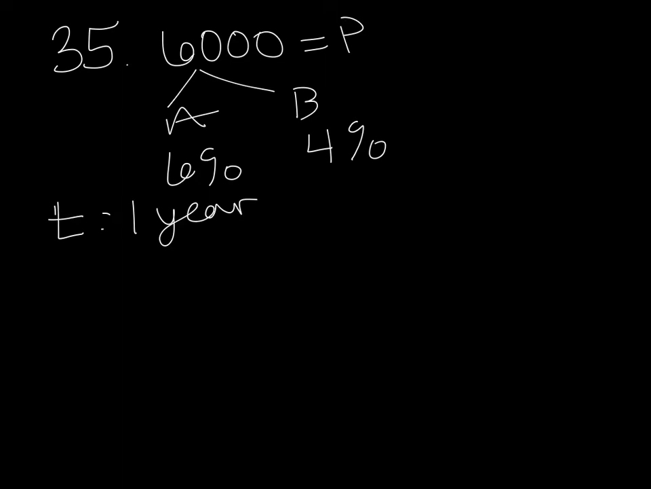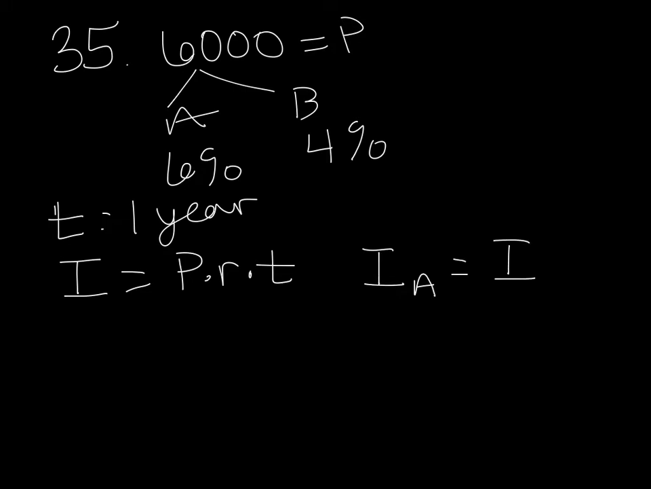Okay. Now, what equation do we need to know to solve this type of problem? We need to know the interest equation, simple interest, which is principal times rate times time. Okay. In this case, the interest was the same on each investment. In other words, the interest earned on part A was the same as the interest earned on part B. Okay. So, what does that mean? That means that we can split this up.